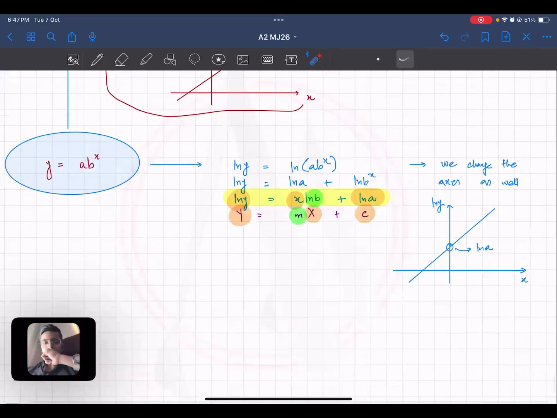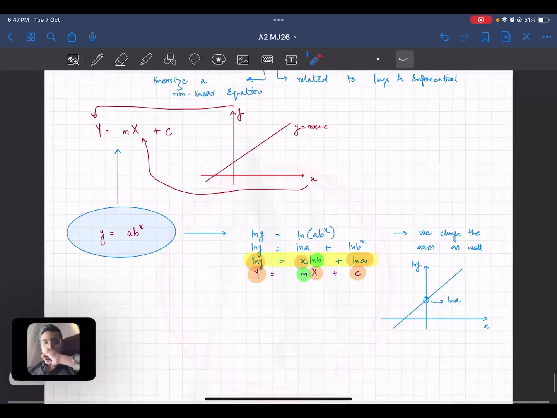This is how you linearize. First of all, you write it in that format. You separate the terms, so you get three terms, like y, mx, and then c. You can have something else as well. It won't be ln y always. You can have something else as well.